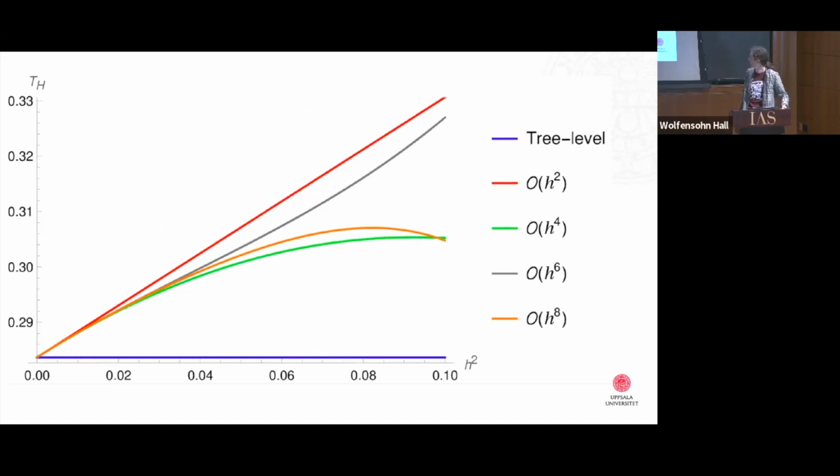where I add consecutively higher order corrections. Now, this perturbative expansion has a problem. It's diverging. Its radius of convergence is somewhere here on this plot.